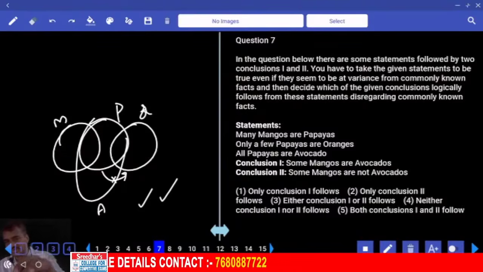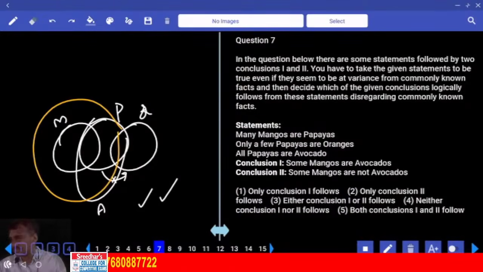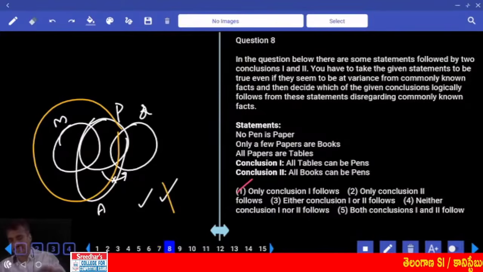Then to make this one false, now I need to prove all mangoes are avocado. Is it possible or not? Alternate diagram to previous conclusion false. Then what is your answer? Only choice one, question number 7.